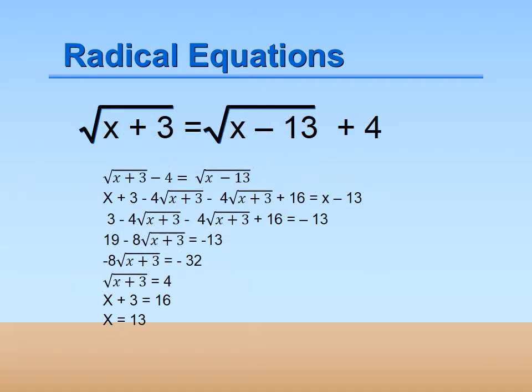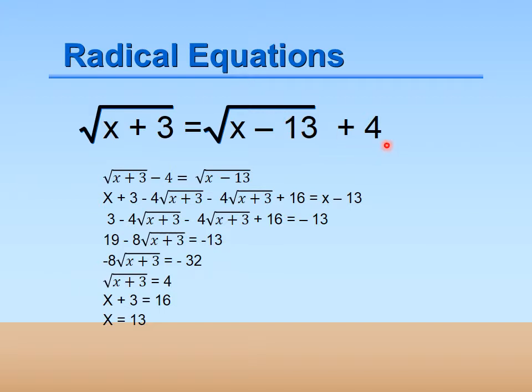All right, let's do this problem. We have the square root of x plus 3 equals the square root of x minus 13 plus 4. So I'm going to say that the more complicated radical is the square root of x minus 13, just because 13 is bigger than 3 and it's a negative, so it looks more complicated. So what I want to do is isolate that radical because it's the more complicated one.